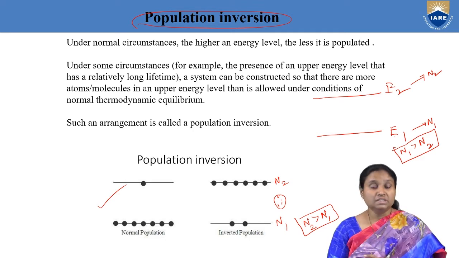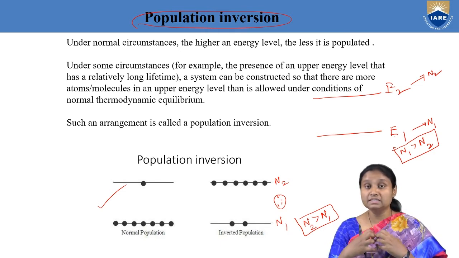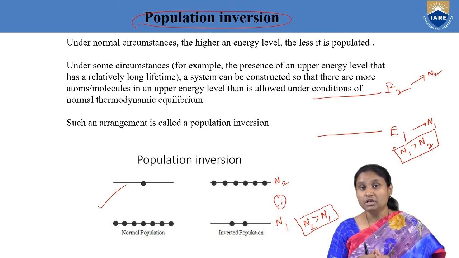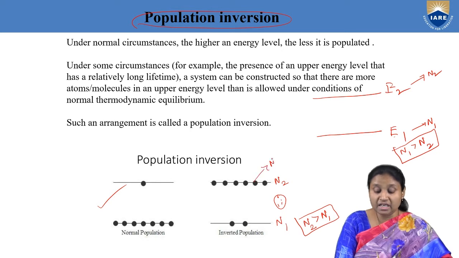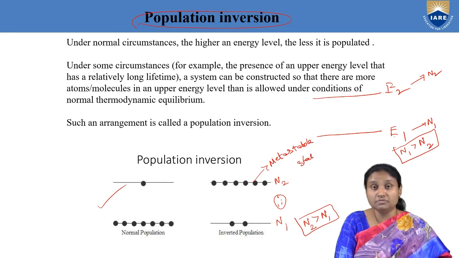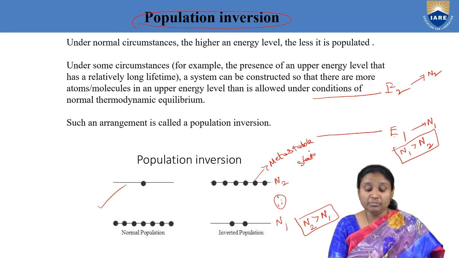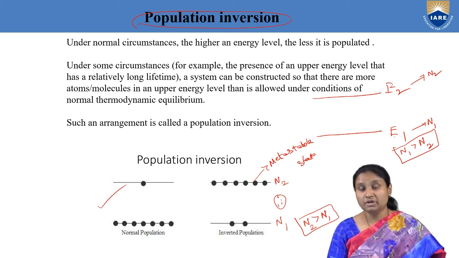So, metastable state, because it has this property of long lifetime, it holds its atoms in its state for more time. So you'll observe that population inversion will always be achieved in metastable state. Why in metastable state? Because its lifetime is more. It will hold atoms for more time. That will make the population of the higher state more than the lower state. So we have to understand that metastable state is what makes more number of atoms possible. That's why population inversion, having more atoms in the excited state, is possible only in metastable state.